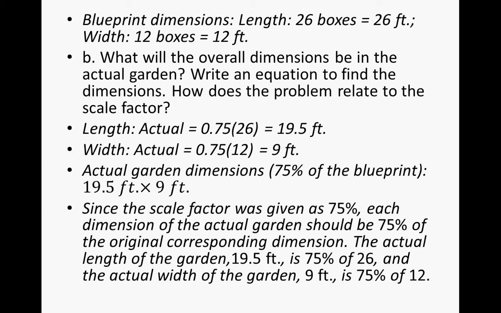Since the scale factor was given as 75%, each dimension of the actual garden should be 75% of the original corresponding dimension. The actual length of the garden, 19 1/2 feet, is 75% of 26, and the actual width of the garden, 9 feet, is 75% of 12.